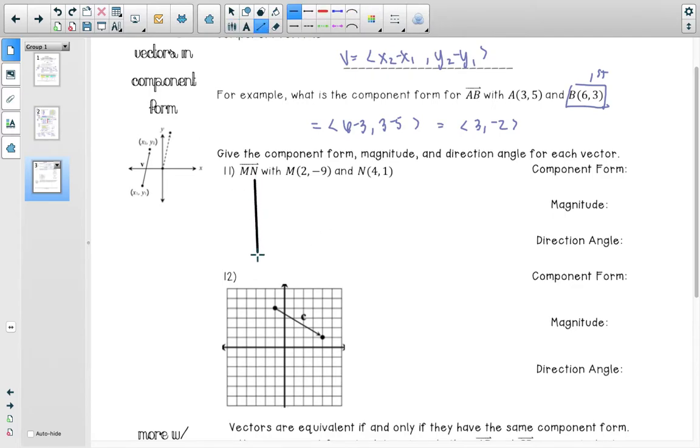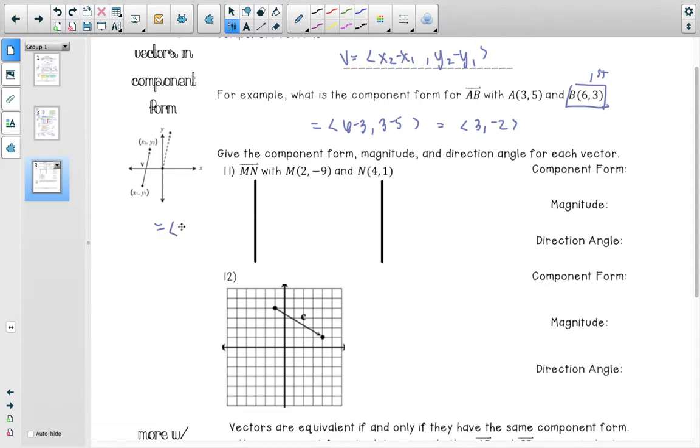So on number 11, and I'm just writing these lines to break up my work. That's all I'm doing. We're going to find the component form first. And what I really want you to be careful of is not doing the y values first, because that's typically what we have been doing. With magnitude, we do the y values first. With the directional angle, we do the y value on top. So make sure you do this in the order of x and y.